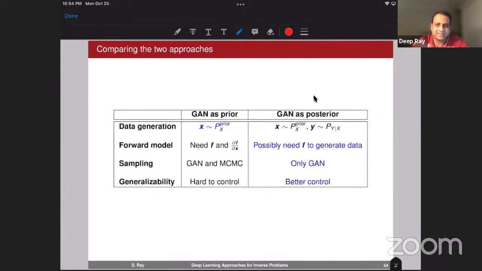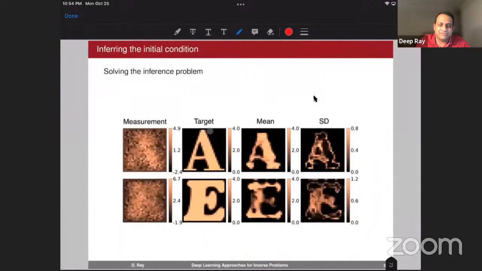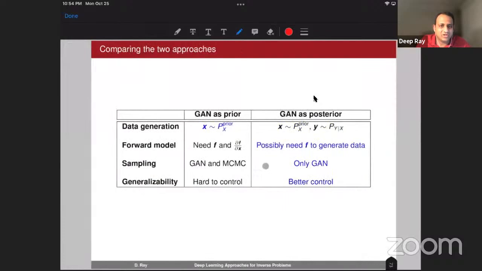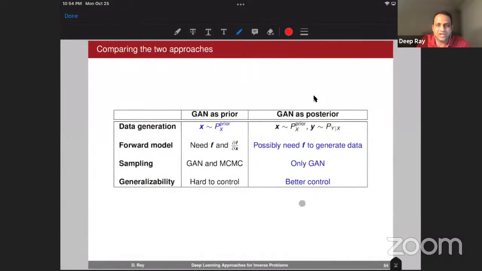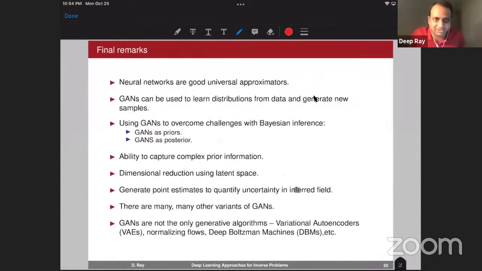We actually tried the same experiments with GAN as a prior. If you look at this experiment, using this as the measurement for GAN as a prior, we saw that the mean and the standard deviation look much more like a digit than a letter. So GAN as a prior is not able to generalize as well, but there are ways of generalizing with GAN as a posterior. Okay, with that, I come to the final remarks of the lecture.